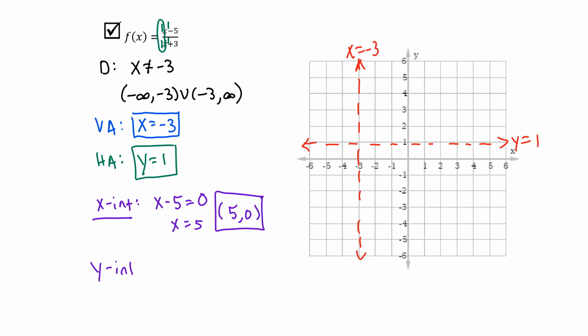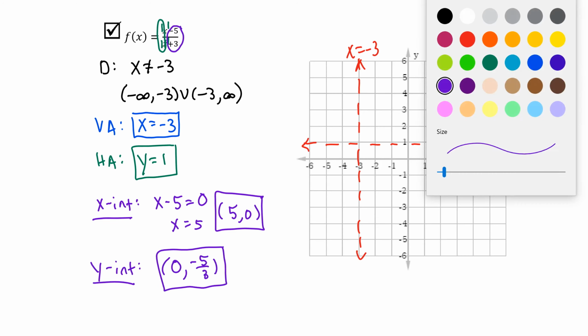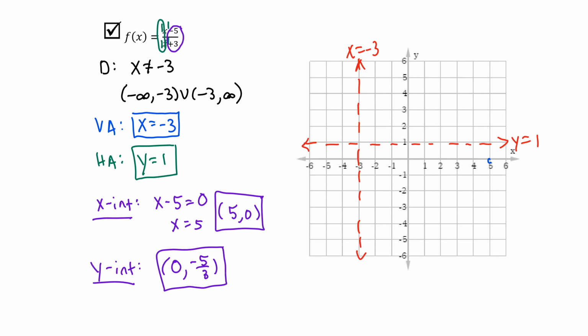Thinking of the shortcut for our y-intercept, x is 0 and the y value is the ratio of the constants. So in this case, -5/3. So we can plot those 2 points onto our graph. Ordered pair (5, 0) and (0, -5/3). Let's think of -5/3 as -1 2/3. So we can imagine its location.